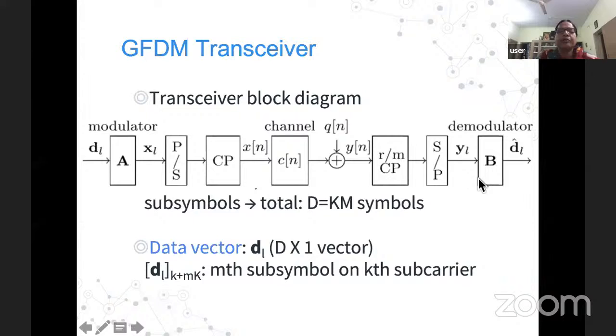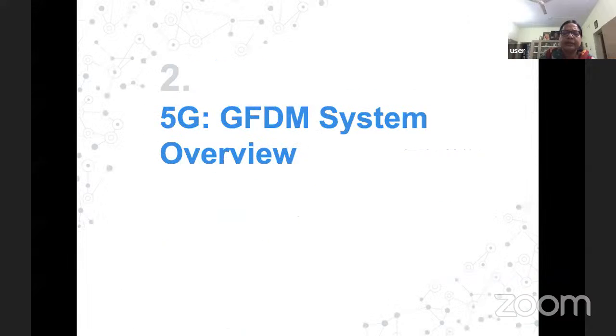How it is different from OFDM, that is the concern for us, right? So here the subsymbols total is equivalent to D. The D is K into M symbols. So D means your data vector. The small d, d of l, is a D cross 1 vector. So this d of l, with l equal to k plus MK, is the mth symbol on the kth subcarrier. Because I said in your OFDM, to go back to the OFDM.